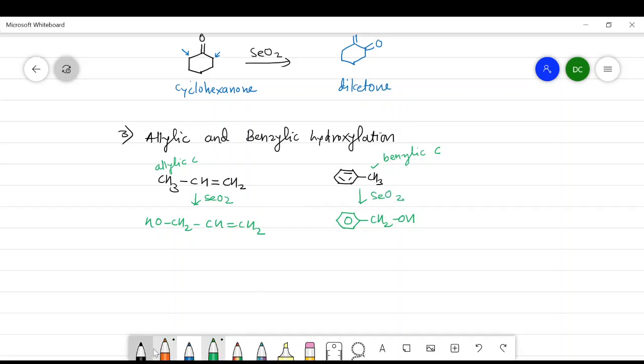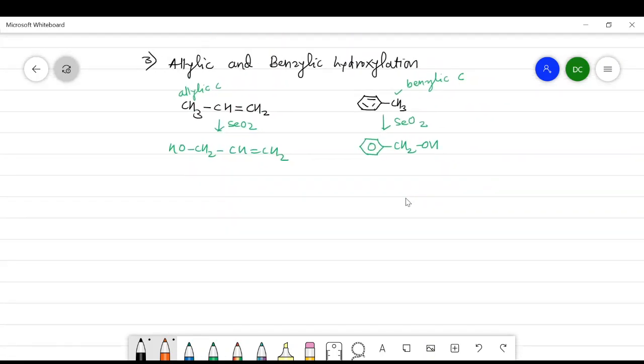Let us consider different examples to have a clear look at the allylic and benzylic hydroxylation. First example, we will take a carbon double bond carbon, and on one side there is a presence of CH3 groups, and another side there is a presence of hydrogen, and here we will write a CH3. Now one cannot say it is cis or trans because there is a presence of similar group on one carbon, but after hydroxylation, what will happen?